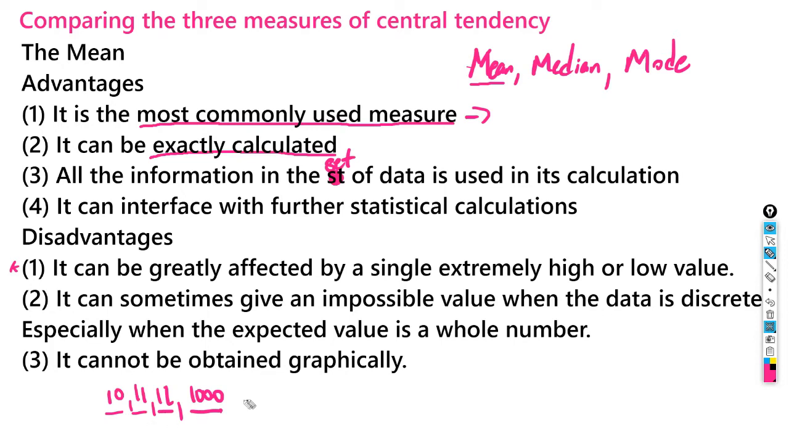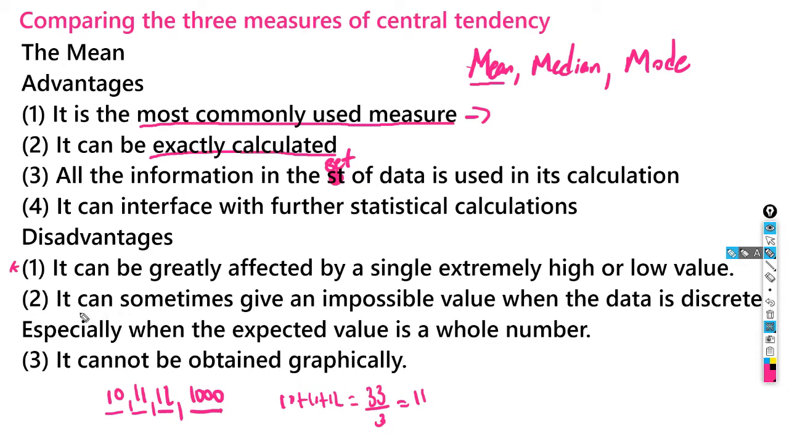Because before, if you add 10, 11, and 12, you should get 33. And if you divide 33 by 3, you should get 11, right? Now, if you add 1000, it's going to jump from 11 to, not 500, it should jump to around 250, which is a huge jump from 11 to 250. So I'm just trying to show you guys that it's true. It can be greatly affected by one single value.